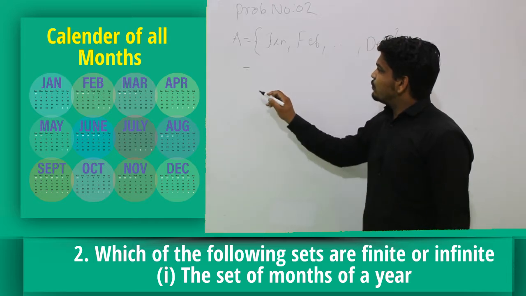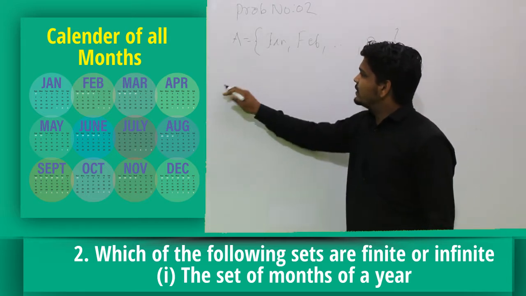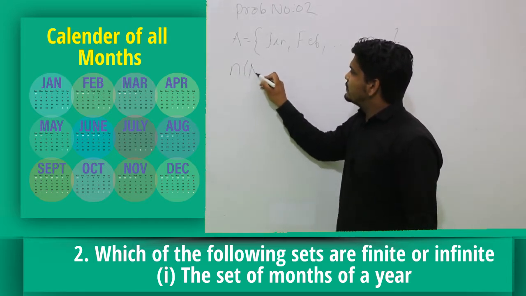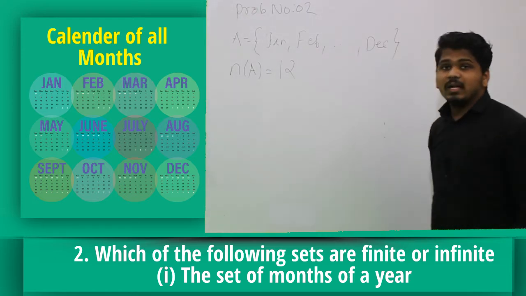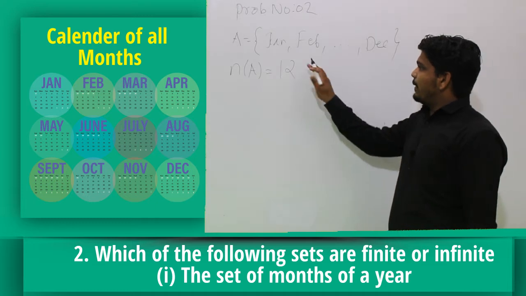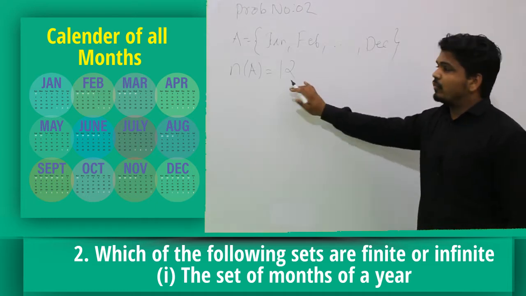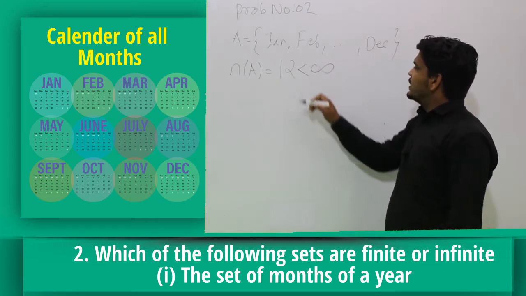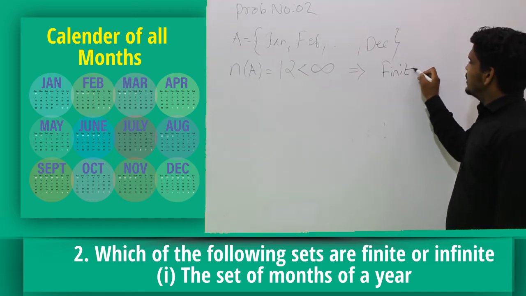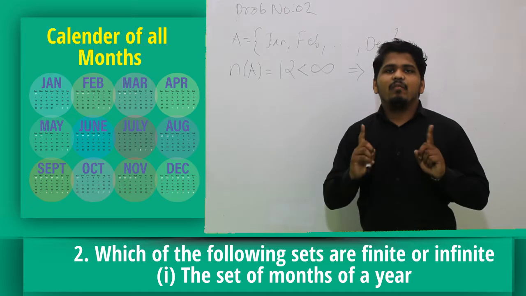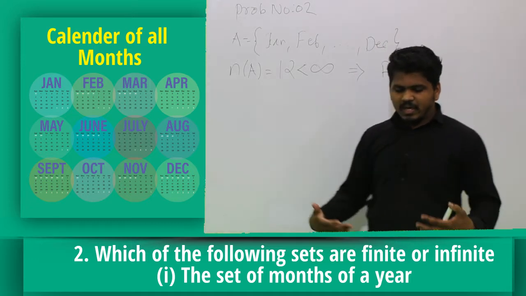How many are these? For finiteness and infiniteness, you will require the number of elements of that set. You know these are 12 months. There are 12 months in your year. Therefore, this quantity, the number of elements of your set, is finite. It implies your set A is a finite set. Okay, you have got your set A as a finite set. Now we will see the next example.